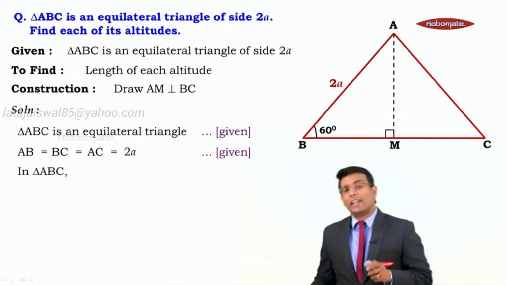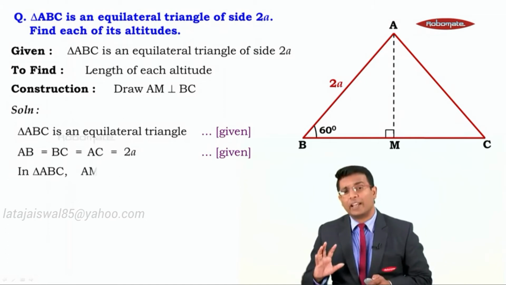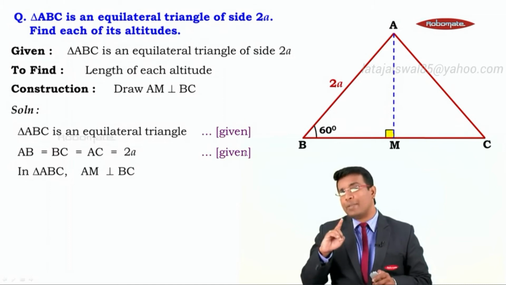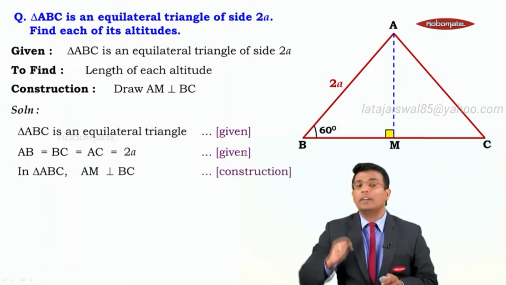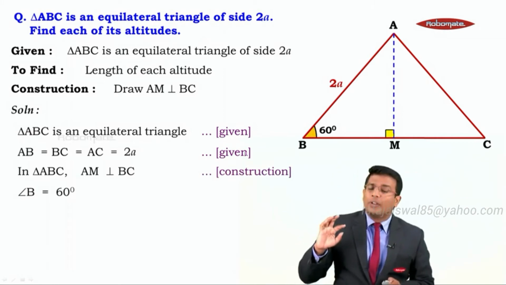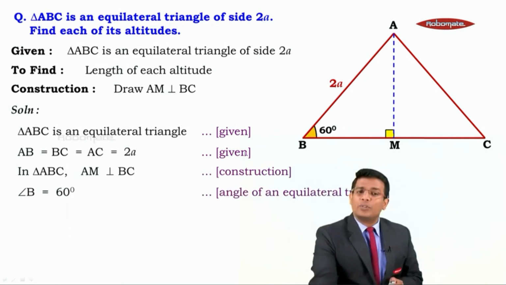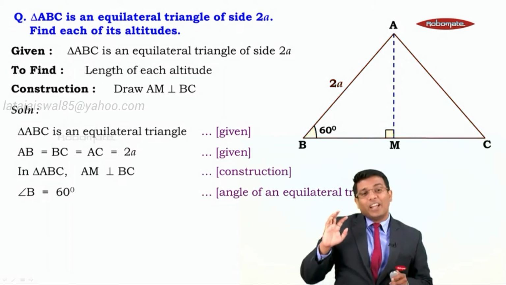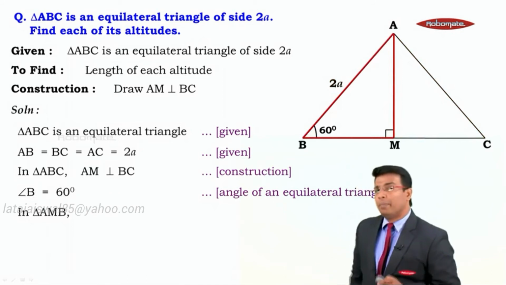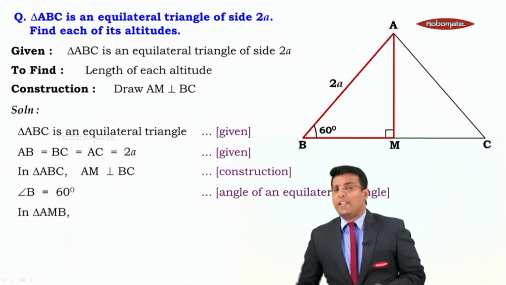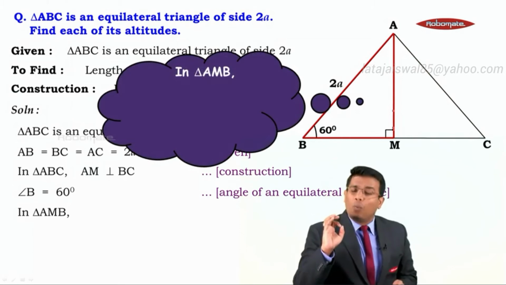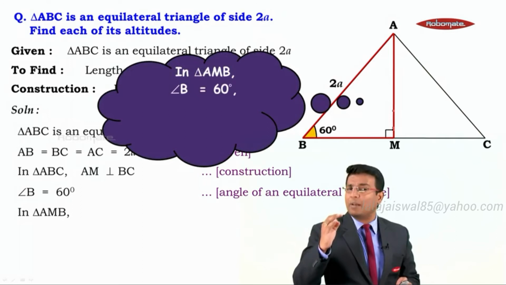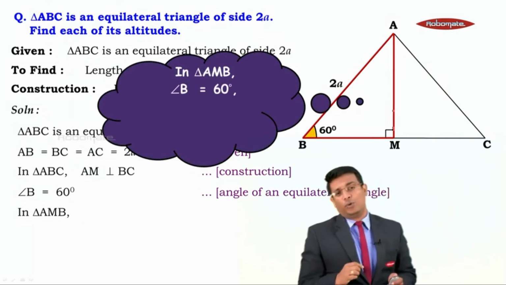And we know that in this triangle ABC, observe, we have AM perpendicular to BC. That means that angle AMB is equal to 90 degree. Why? Because of the construction. And we know one more thing, that angle B is equal to 60 degree. Why? Because it is an angle of an equilateral triangle. Now, I want you to observe this triangle AMB very carefully. In this triangle AMB, the measure of that angle B is nothing but 60 degree, known to us.